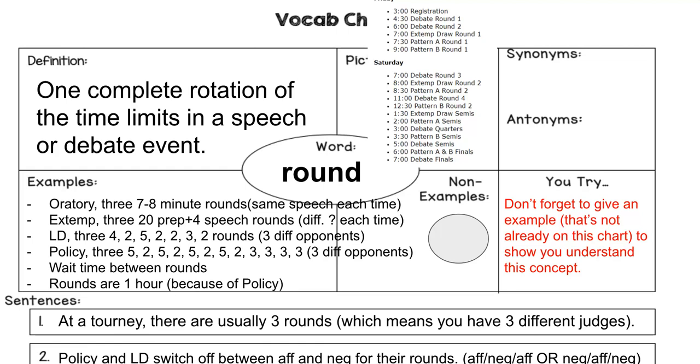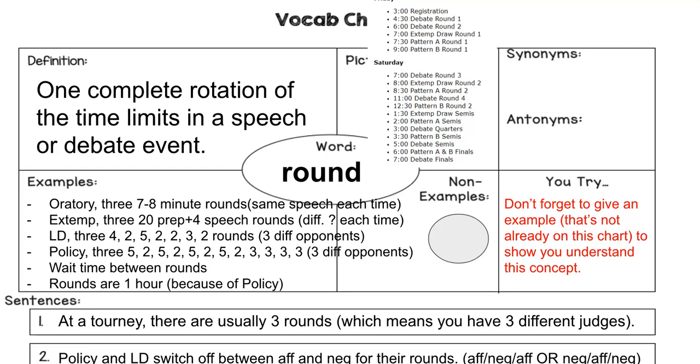So again, everybody at the March tournament will have 3 rounds. 3 different judges. You'll do your debate 3 times or your speech 3 times. And then policy and LD, lots of us have already talked about this, but in case it's not really clear, policy and LD, look at the second sentence.